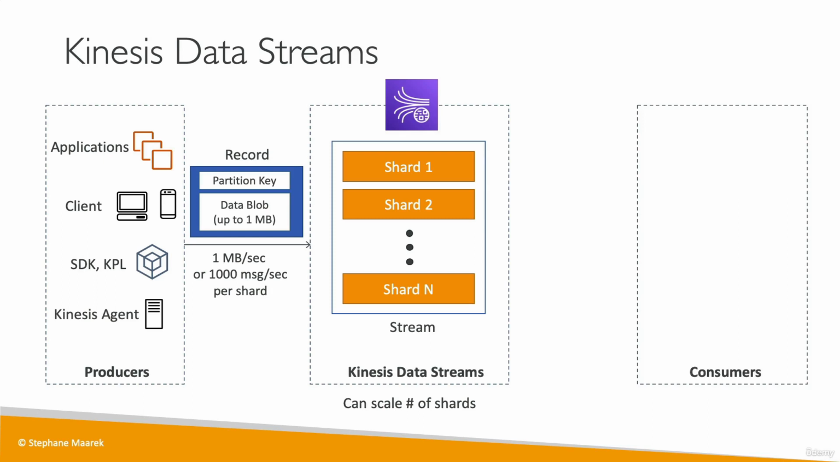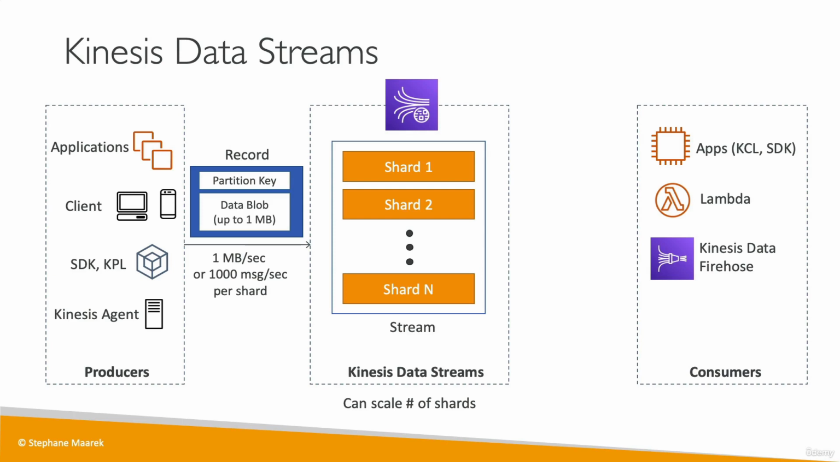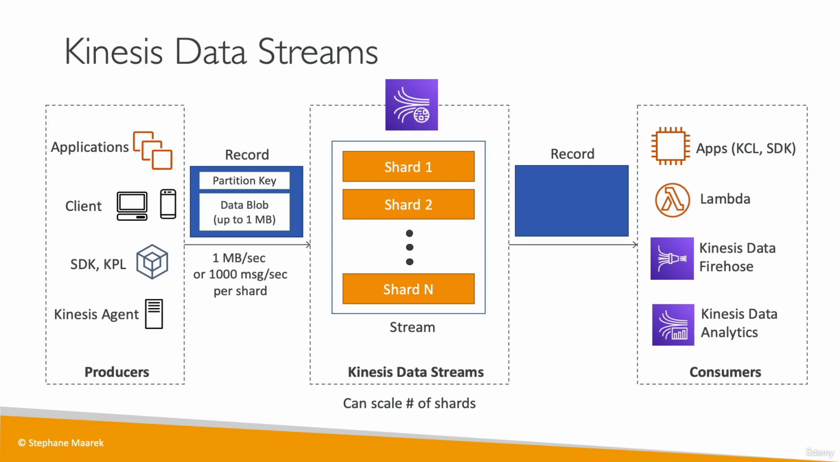Now, once the data is in Kinesis Data Streams, it can be consumed by many consumers. These consumers, again, can have many forms, and we'll explore them in detail in this section. We have applications, which could rely on the SDK, or at a high level, the Kinesis Client Library, KCL. There could be Lambda functions if you want to do serverless processing on top of Kinesis Data Streams. It could be Kinesis Data Firehose, as we'll see in this section, or Kinesis Data Analytics. When the consumer receives a record, it receives the partition key, a sequence number, which represents where the record was in the shard, as well as the data blob, the data itself.